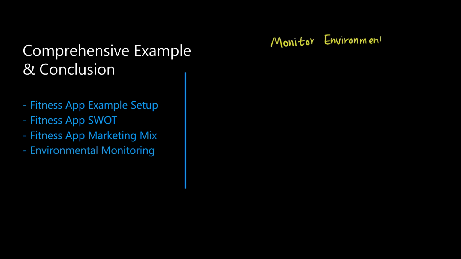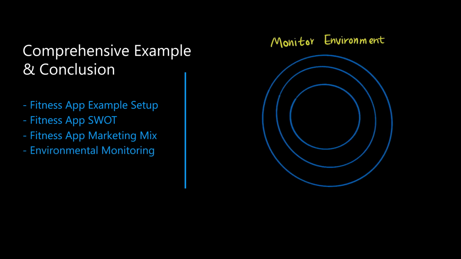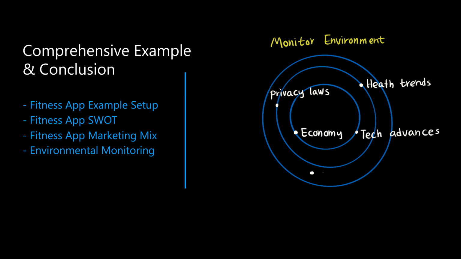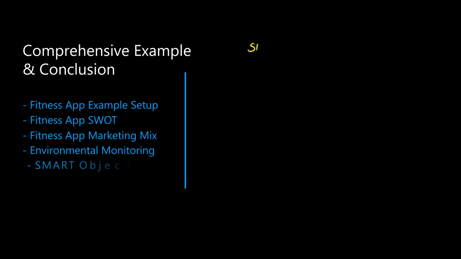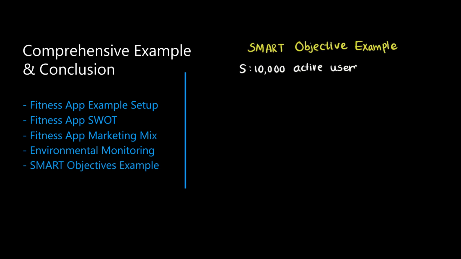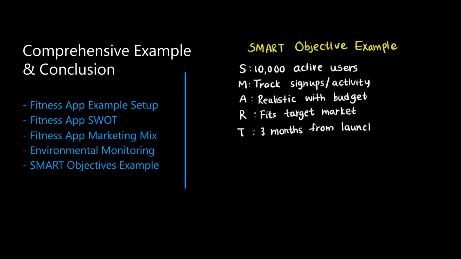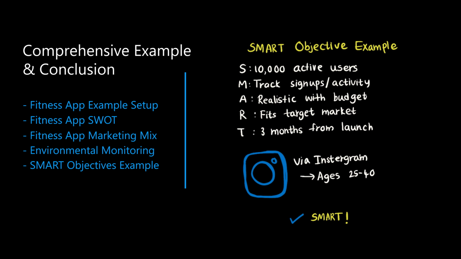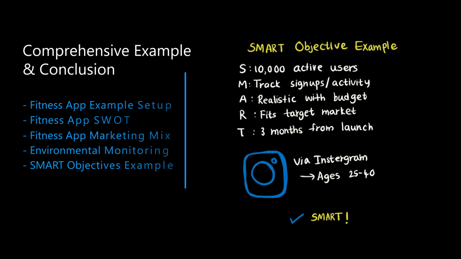They'd monitor environmental factors like health trend shifts, privacy regulations for health data, economic conditions affecting discretionary spending, technological advances in wearables, and competitive launches. Their marketing plan would set smart objectives like acquire 10,000 active users within 3 months of launch through targeted Instagram campaigns reaching fitness enthusiasts aged 25 to 40.